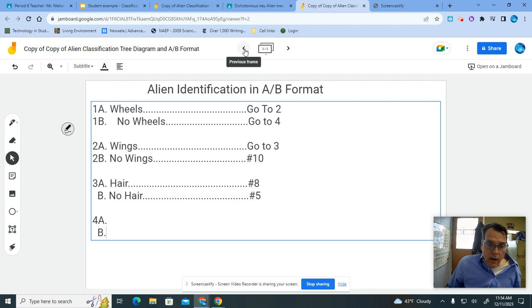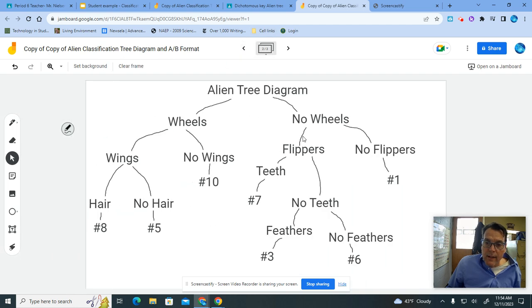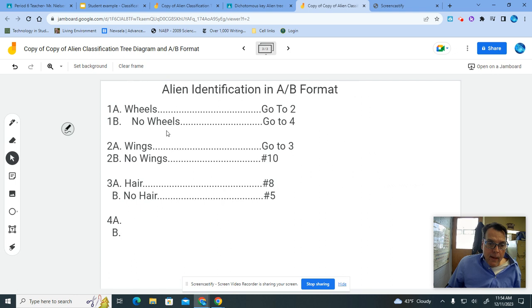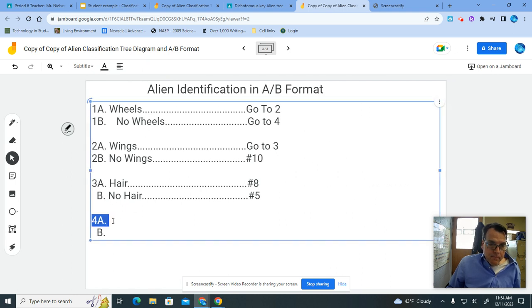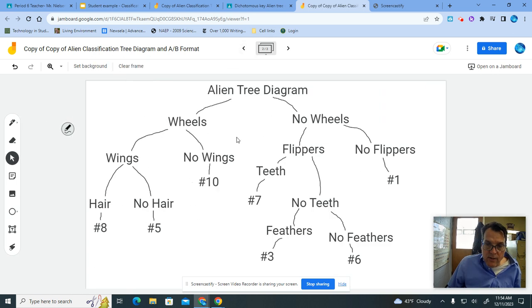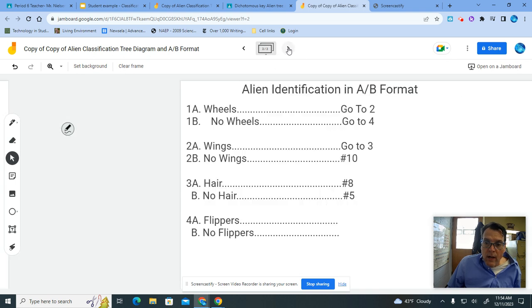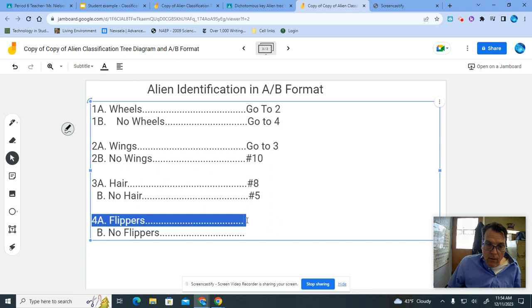Okay, so we are under no wheels and we're flippers, no flippers. Add your lines, your dots. Try to keep everything neat, nice and lined up. It works better that way. It's easy to read. Flippers, we have teeth and no teeth. We're not worrying about the no flippers group, so we're going to go to 5.